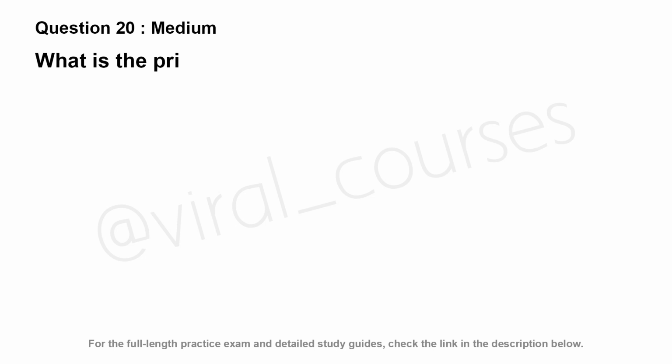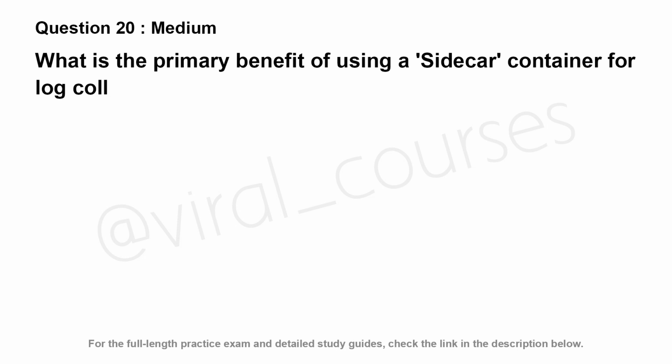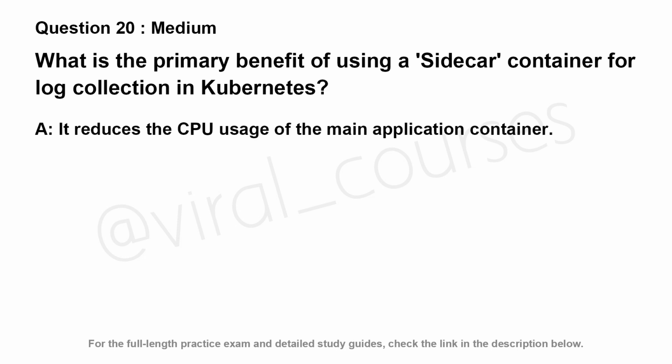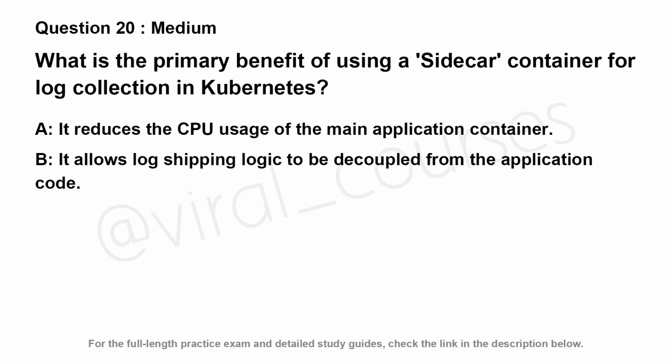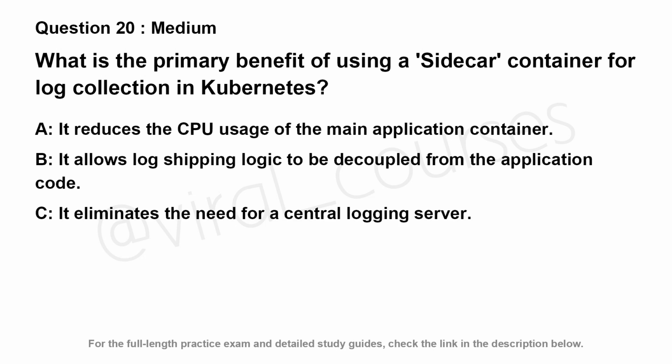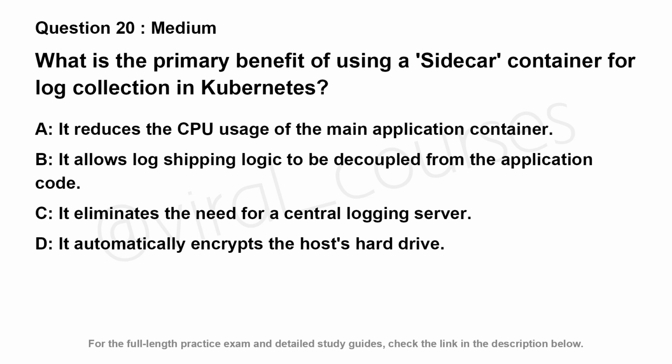What is the primary benefit of using a sidecar container for log collection in Kubernetes? Option A. It reduces the CPU usage of the main application container. Option B. It allows log shipping logic to be decoupled from the application code. Option C. It eliminates the need for a central logging server. Option D. It automatically encrypts the host's hard drive.